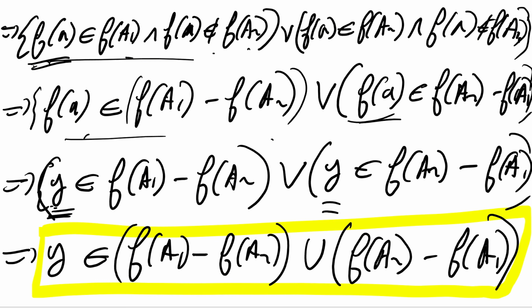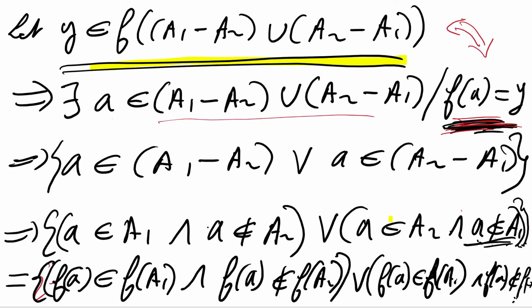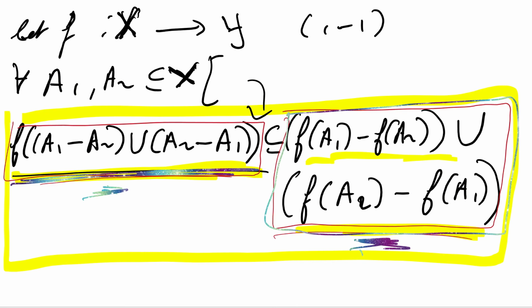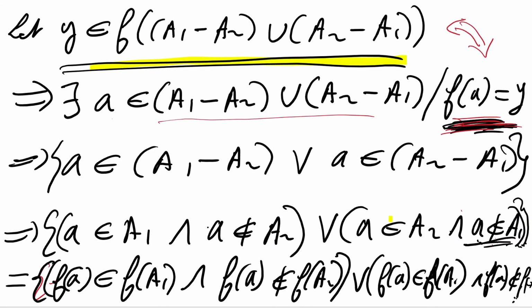So let me go back and then explain again. The goal is to show that if f is 1 to 1, and A1 and A2 are subsets of x, we have this expression. So we want to show that this is a subset of all this, right? To show that this is a subset of this, we must pick something in this set, then show that it's also part of this set. So that's what we did, and we said let y be in this set. We want to show that y is in the other part, right?